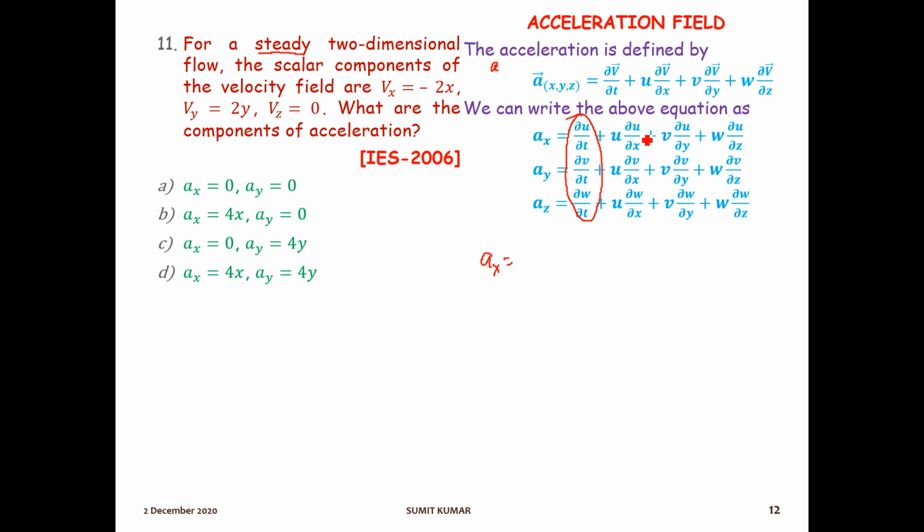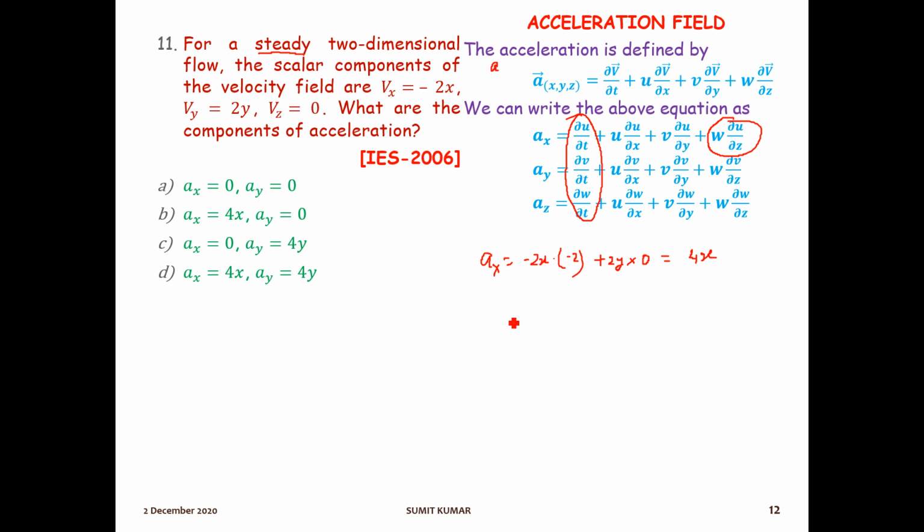Now you can just write ax equal to u, which is minus 2x, into del u by del x. Del u by del x is minus 2, plus v, which is 2y, into del u by del y. Del u by del y is 0 here. Since it is a 2-dimensional flow, the w term will also be 0, and you can see here w equals 0. So ax is equal to minus 2x into minus 2, which is 4x.